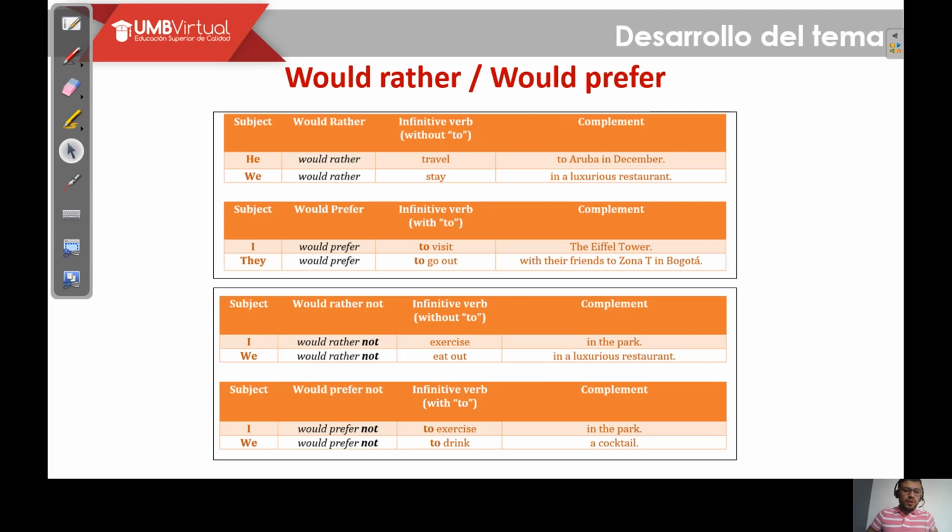And would prefer. I would prefer goes using to. So that's the main difference in here. Would rather in affirmative doesn't use to. And would prefer in affirmative uses the to. I would prefer to visit the Eiffel Tower. I would prefer to go out with our friends to Sunate in Bogota.